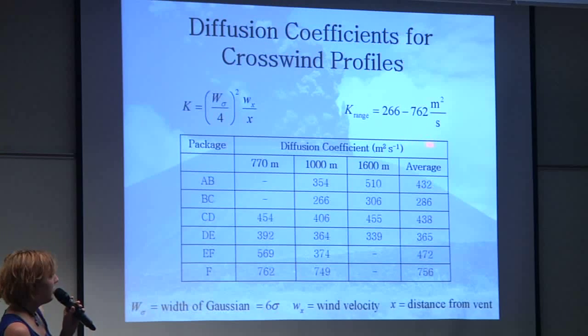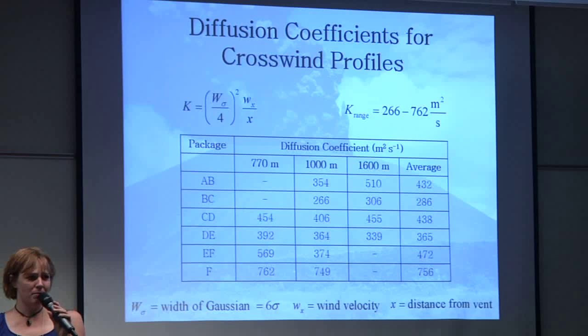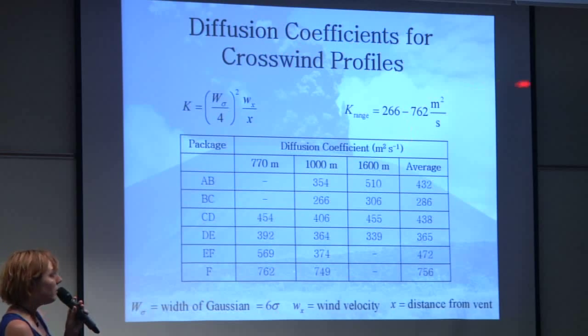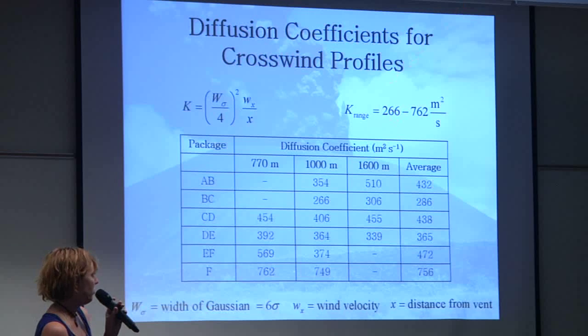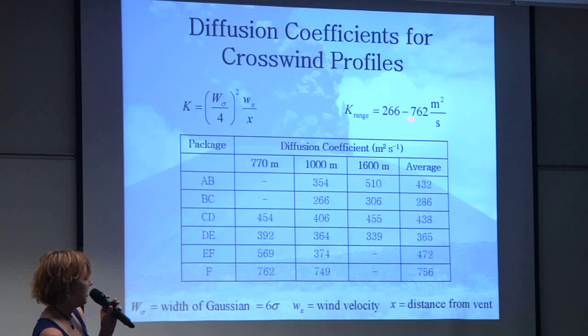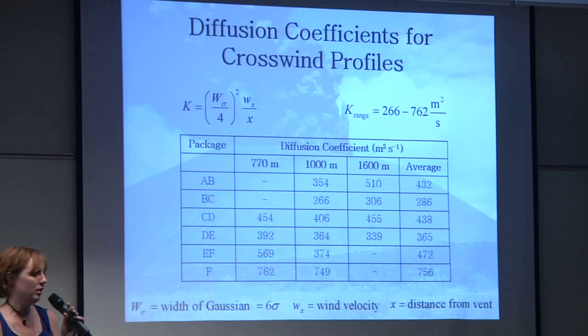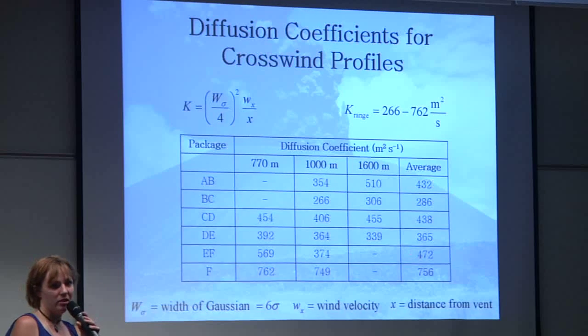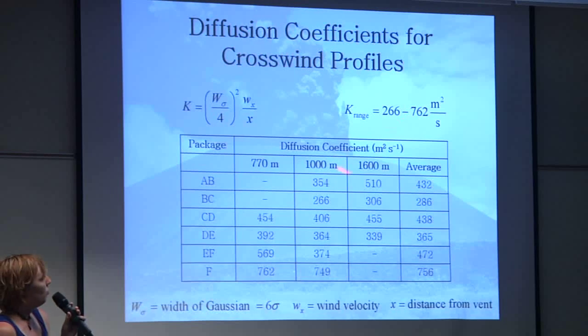We can calculate it from these deposits based on the width of the Gaussian. And as far as I know, this is the only time that this parameter has been calculated from a deposit and compared to the models. So this range, it's 266 to 762 meters squared per second for the diffusion coefficient. That's hardly anything. That's not a big range, which is great.